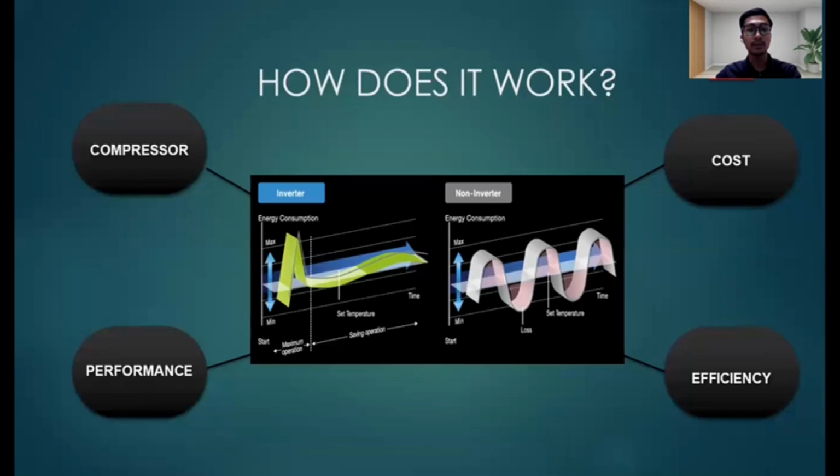Next, for the performance, inverter units are more versatile thanks to their compressor system. It will function based on the settings for the room and the thermostat. It adjusts its process based on the current temperature in the room.